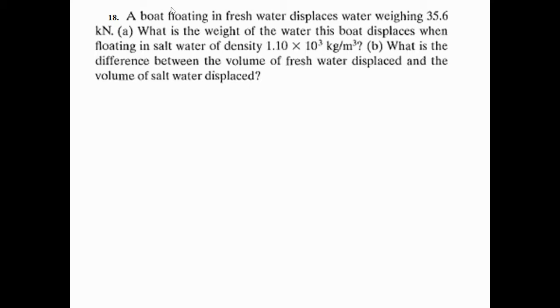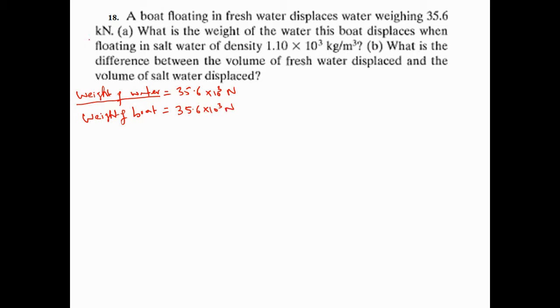The boat displaces some weight of water. So what is the weight of the water here? The weight of the water is 35.6 kilonewton. Am I right? So if this is the weight of the water, then what is the weight of the boat? It will be exactly the same value, 35.6, because we already studied Archimedes' principle: the weight of the object is equal to the weight of the water displaced. Right. So the weight of the boat is exactly 35.6 multiplied by 10 to the power of 3 newton.